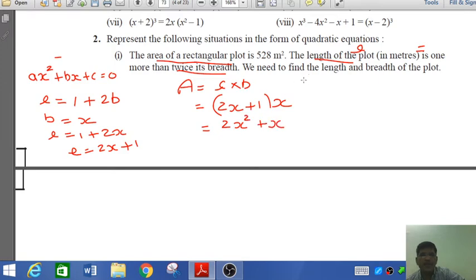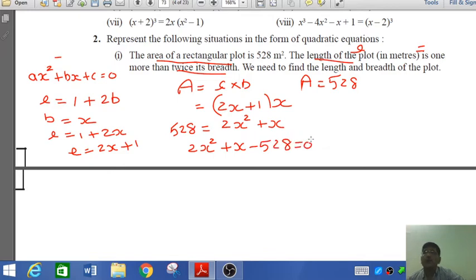What is the area given in the question? The area is given as 528. So I have to write here 528. The standard form is 2x square plus x minus 528 is equal to 0.